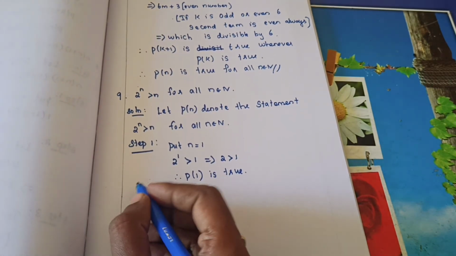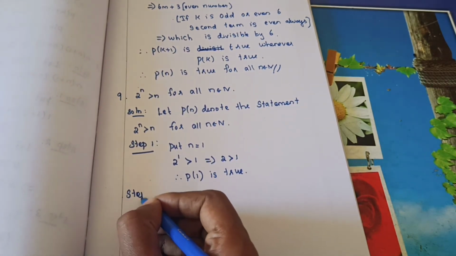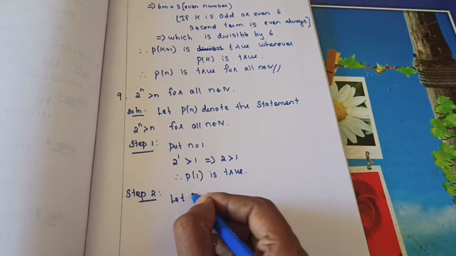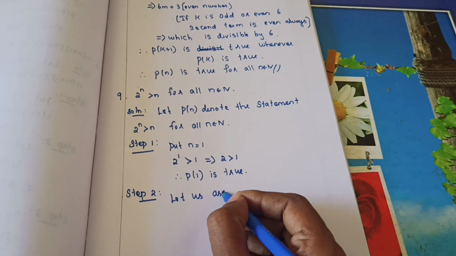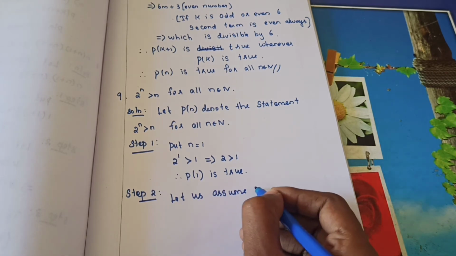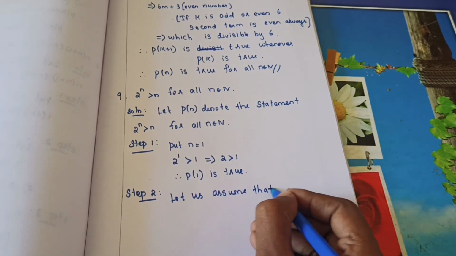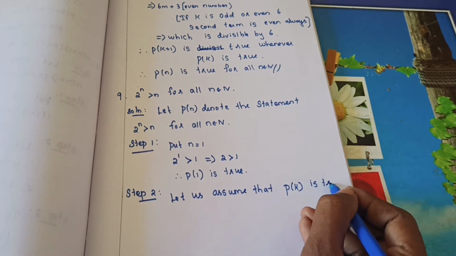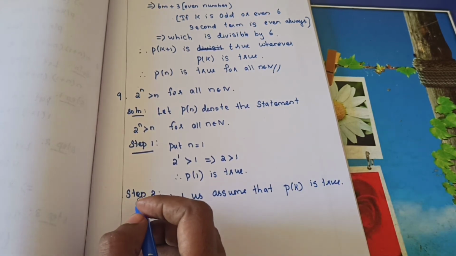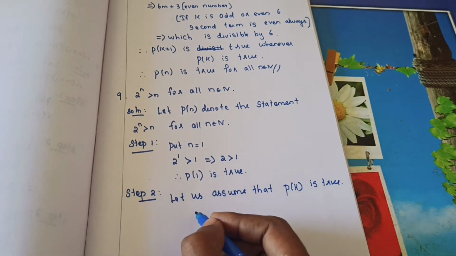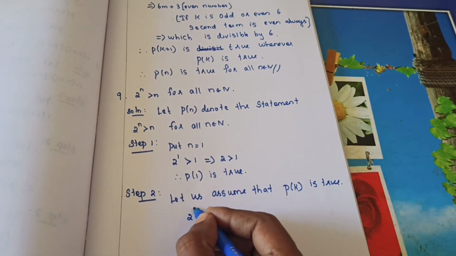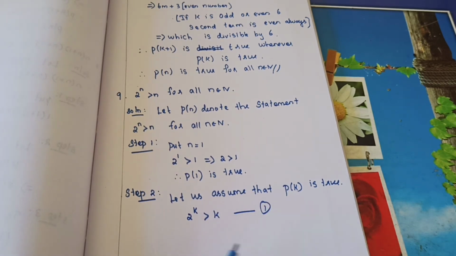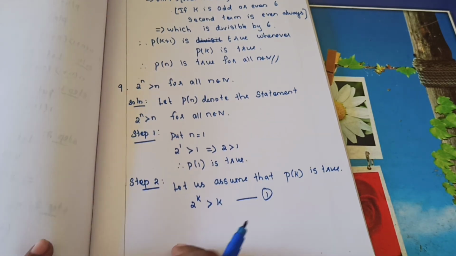Next step, what will we do? Step 2. Let us assume that P of k is true. Put it in P of k: 2 power k greater than k. Take it as equation number 1. Okay. Done. Step 3.